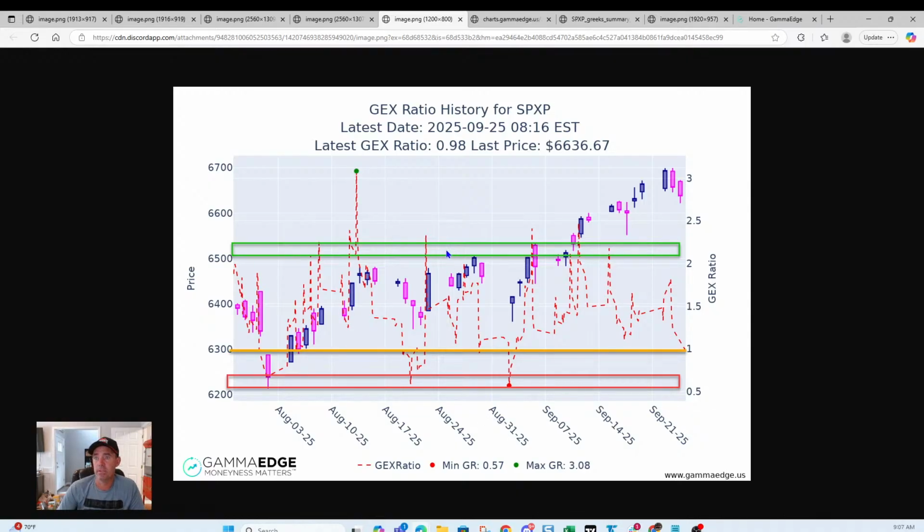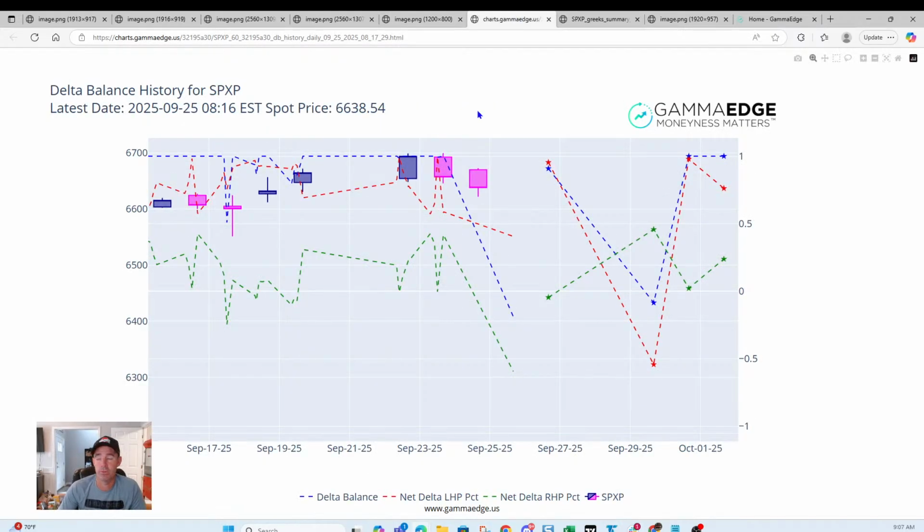And historically, you can see the extremes. When we reach this 2 level, or we are at 1.8, or the downside, this 0.5 level, that's when we historically see a bounce to the upside as we reach extremes in the put call ratio or the gamma edge ratio here. Delta bounce for the SPXP.